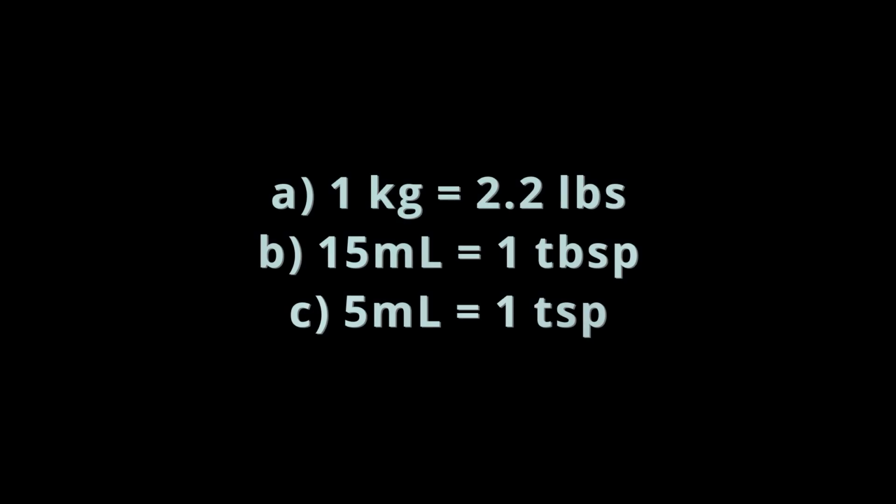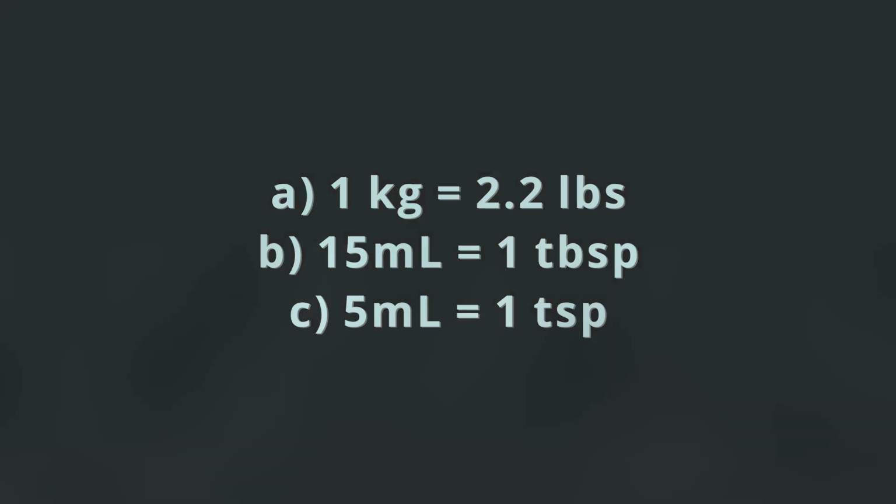All right, big picture number 7 are conversions. Make sure you know these 3 conversions. The first one is 1 kg equals 2.2 pounds. The second one is 15 milliliters equals 1 tablespoon. And the third one is 5 milliliters equals 1 teaspoon.